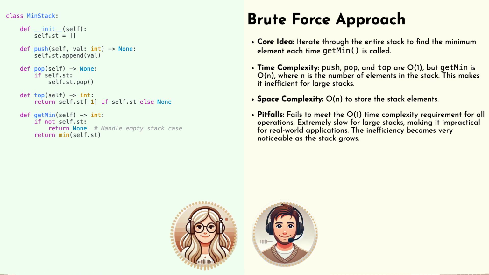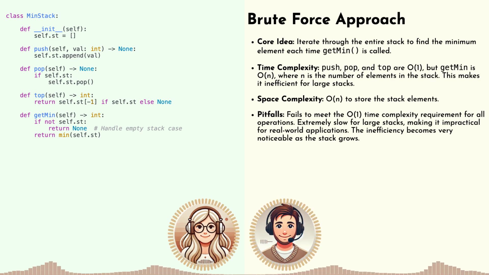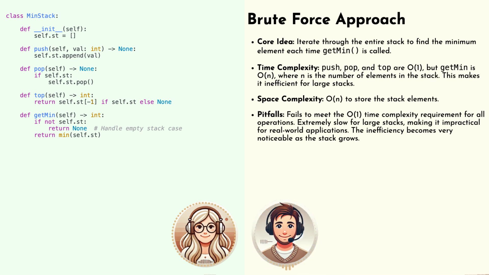Exactly. So as your stack grows larger, finding the minimum this way becomes slower and slower. You're essentially doing a linear search every time, which gives you a time complexity of O(n), where n is the number of elements in the stack. So that's not good. And remember, we want that magical O(1) complexity. Yes, constant time, no matter how big the stack gets. So how do we move beyond this brute force approach and start thinking about more efficient solutions?